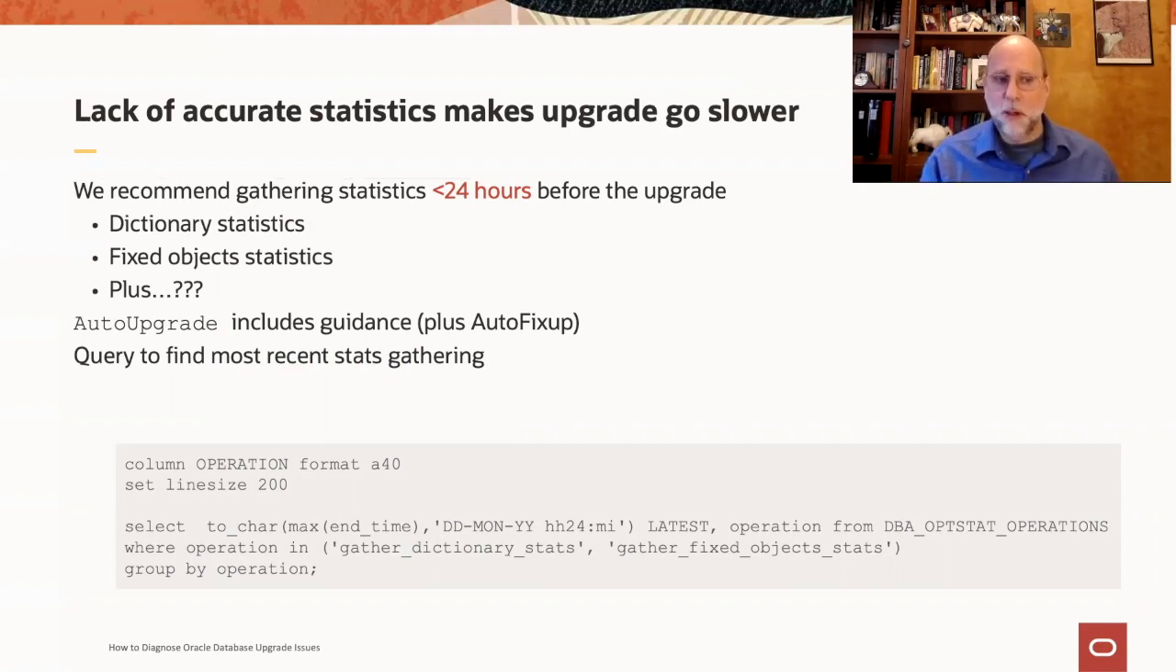So you can see the query that we can use to say when was the last time you gathered object stats or fixed object stats or dictionary stats. You could do this yourself. AutoUpgrade will take care of this for you, but it's a good idea to have good dictionary stats all the time because they will affect other operations, like any Data Pump export or import is heavily affected by your dictionary stats. That's just one example.